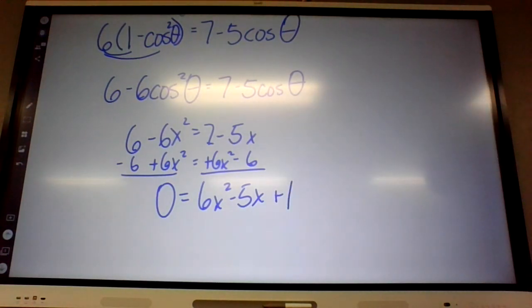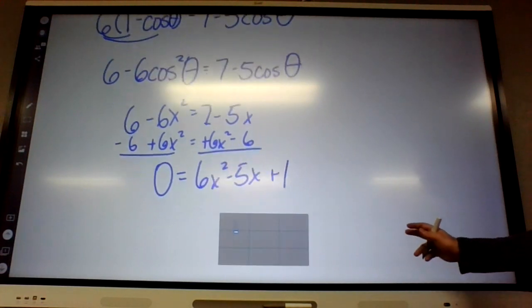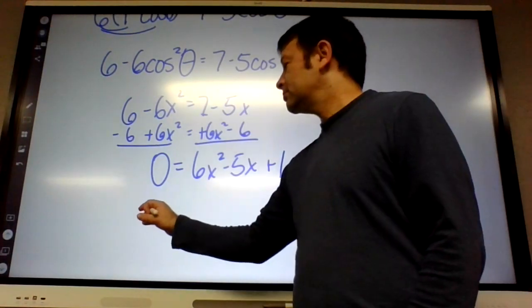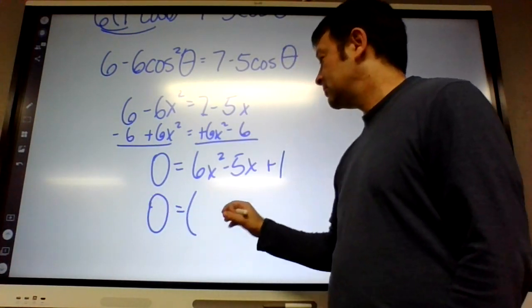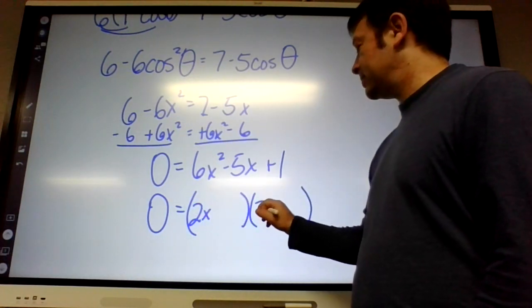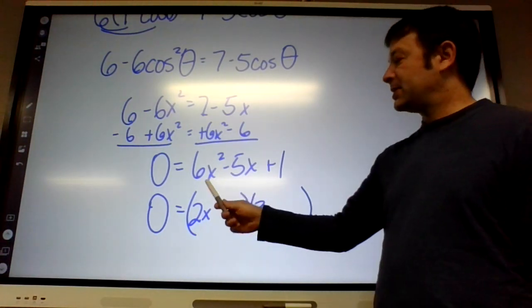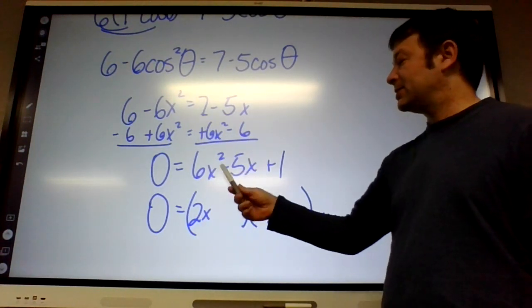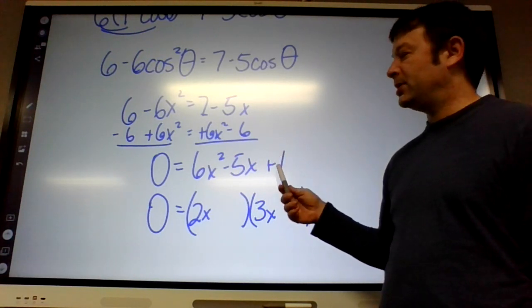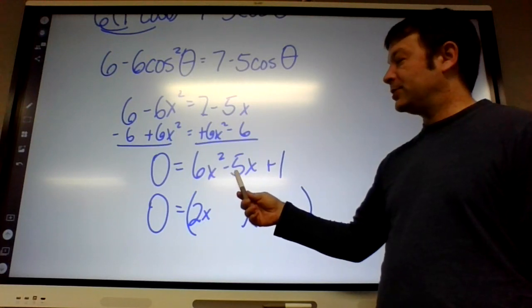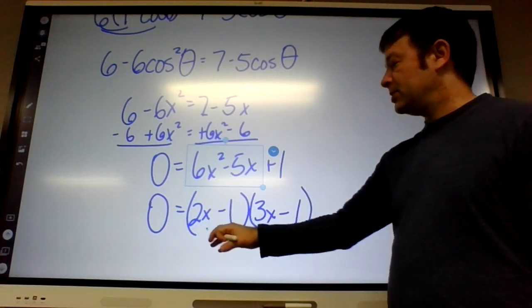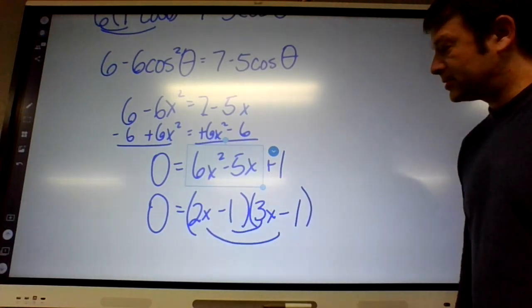Is it negative 2, negative 3? You probably don't want to make your x's negative. What goes into 6x squared? 2x times 3x. What goes into 1? 1 times 1, but we're going to need to use negative 1 times negative 1 because it has to add up to negative 5x. When you check the outside inside, it should add up to negative 5x.